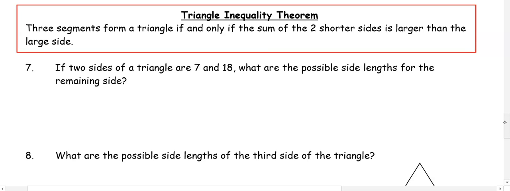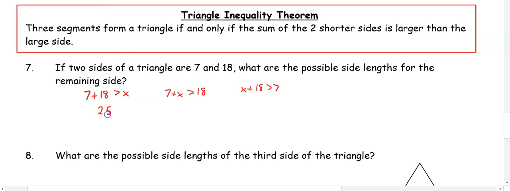So number 7, if the two sides of the triangle are 7 and 18, what are the possible side lengths for the remaining side? So the third side is x. So if we say the two shorter sides have to be larger than the third side, we don't know if 7 and 18 are the largest side or a shortest side. So we're going to try 3 different inequalities. So 7 plus 18 has to be greater than x, plus 7 has to be greater than 18, and x plus 18 has to be greater than 7. So let's solve for x in each of these.